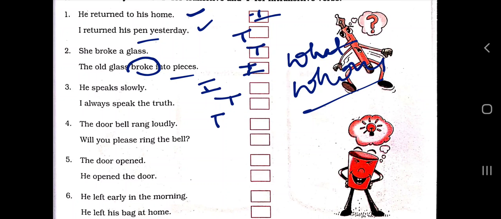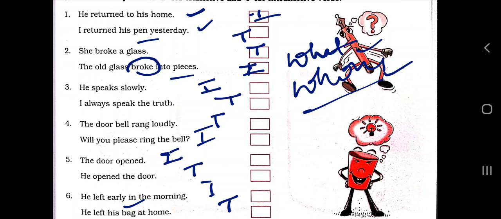Will you please ring the bell? Ring what? Bell. This is transitive. If you ask the question what or whom, on that basis you can decide whether it is transitive or intransitive. The door opened. This is intransitive. He opened the door. He opened what? The door. So this is transitive. He left early in the morning. Whom left? So this is intransitive. He left his bag. What he left? His bag. So there is an object. So this is transitive.